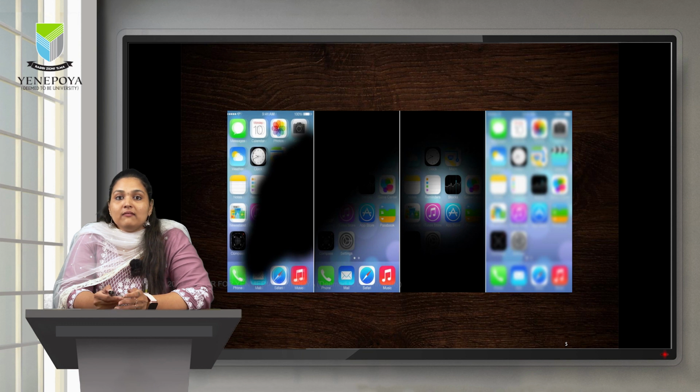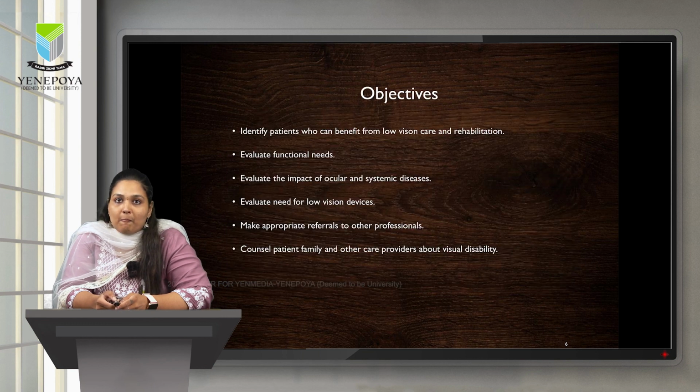So what I am trying to tell you is, when a low vision specialist is going to evaluate a low vision patient, we should also keep in mind color vision and contrast sensitivity along with visual acuity and visual field, for evaluating and prescribing devices for low vision patients.